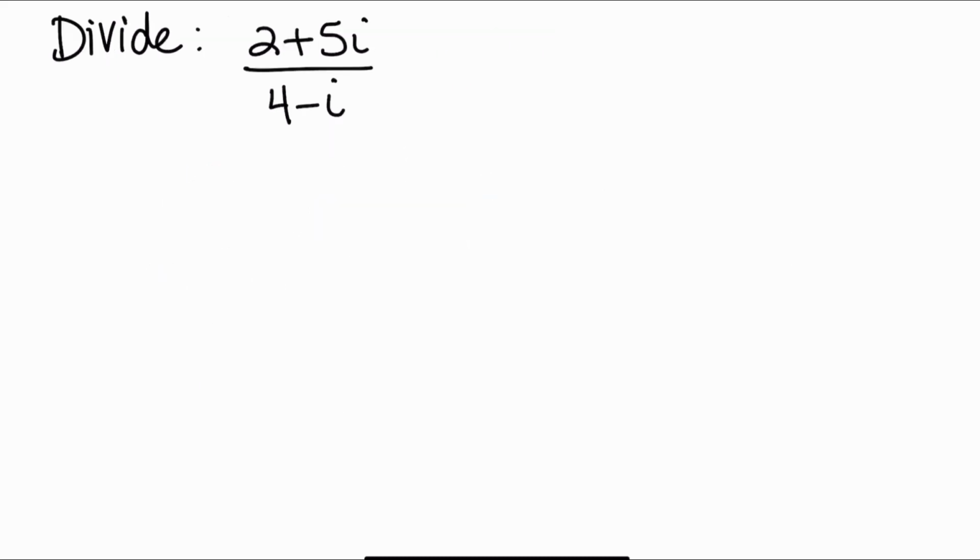So when you look at a division problem, like the one that you see on your screen, 2 plus 5i over 4 minus i, we cannot be left with an imaginary component, a complex number in the denominator, which means that I'm going to have to multiply both the numerator and denominator, top and bottom, by what's called the complex conjugate. In this case, because I'm trying to get rid of the denominator, the complex conjugate is going to be 4 plus i. So I'm going to multiply top and bottom by 4 plus i.